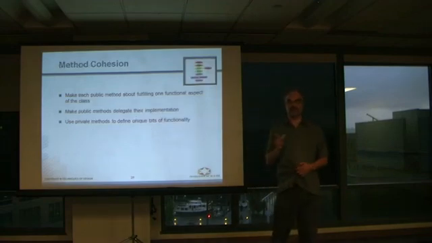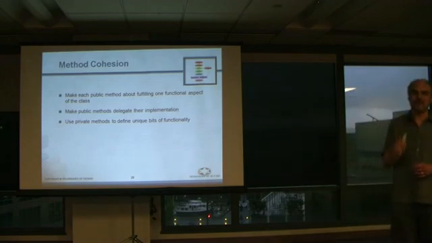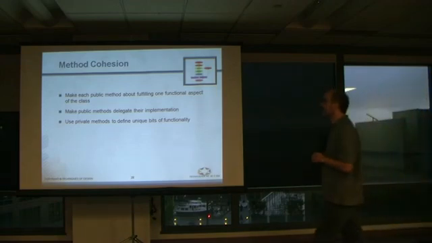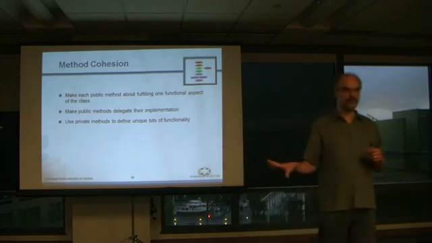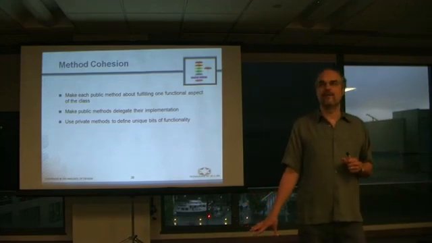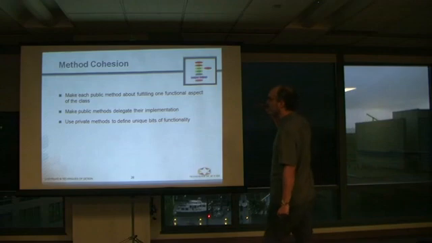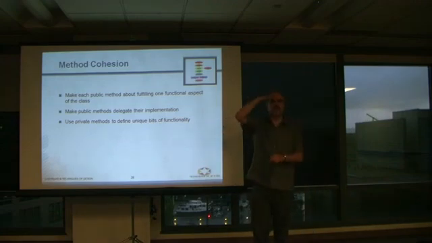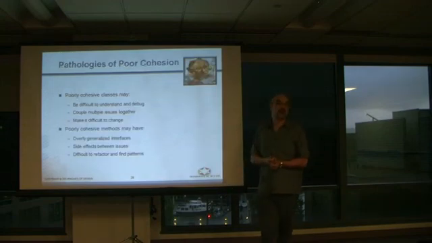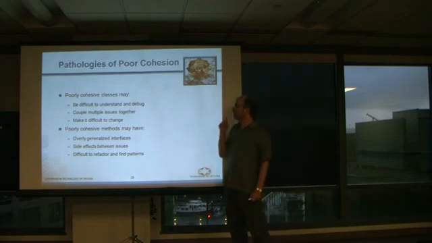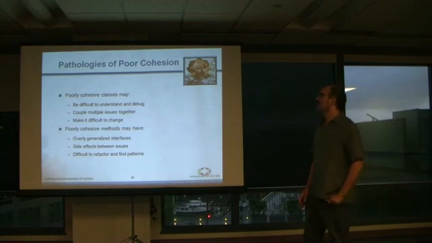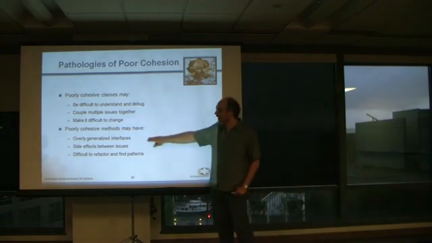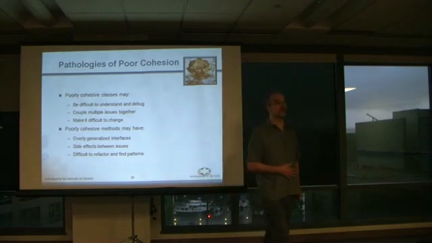There's also method cohesion. Method cohesion is about fulfilling some functional aspect of that one thing. I can delegate to private methods if I want, but my public method basically has one thing that it's dealing with. Here are some pathologies of poor cohesion: basically difficult to understand and debug, has multiple issues, hard to change the code. And some things, like overly generalized interfaces, can lead to poor cohesion.